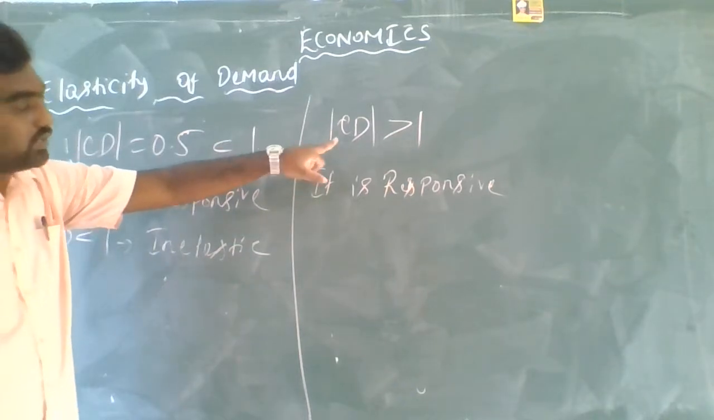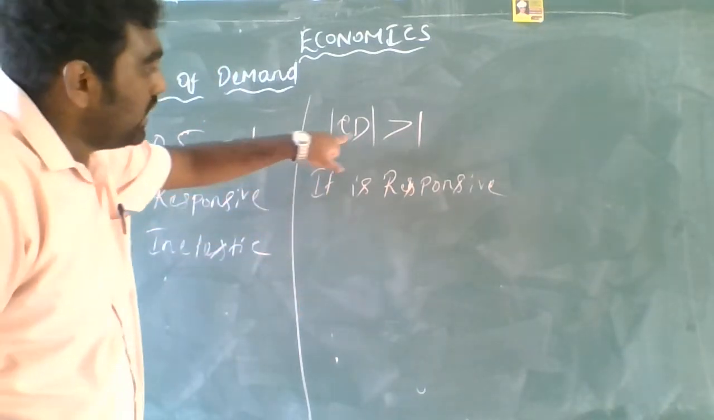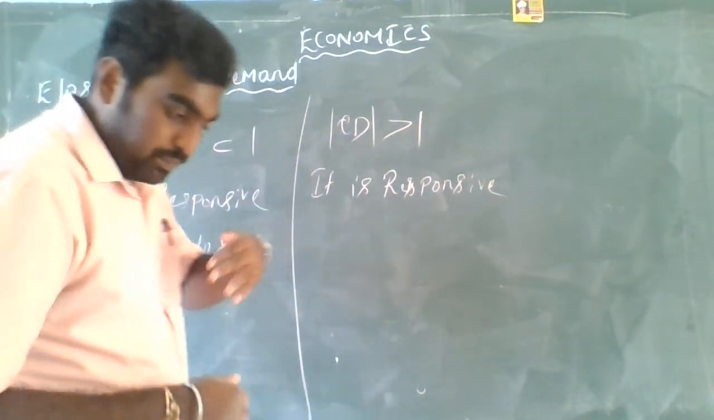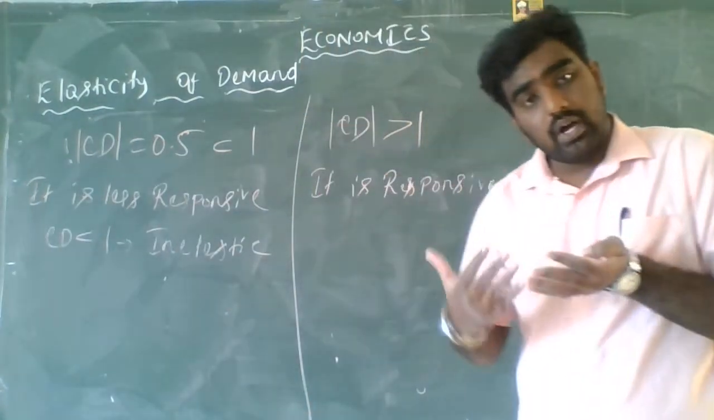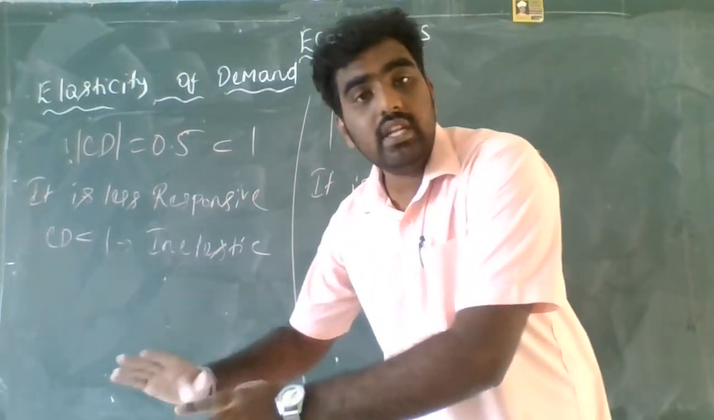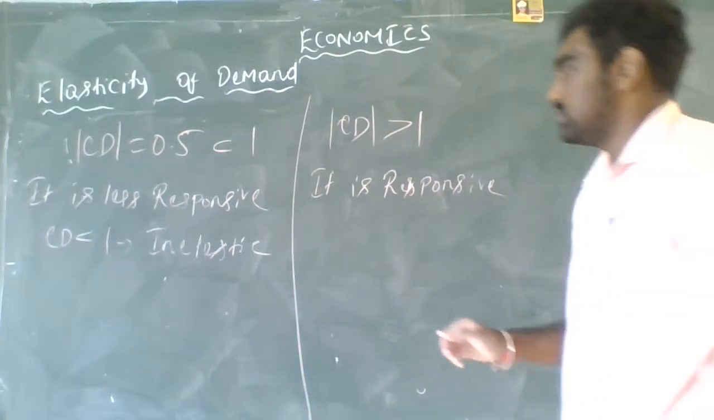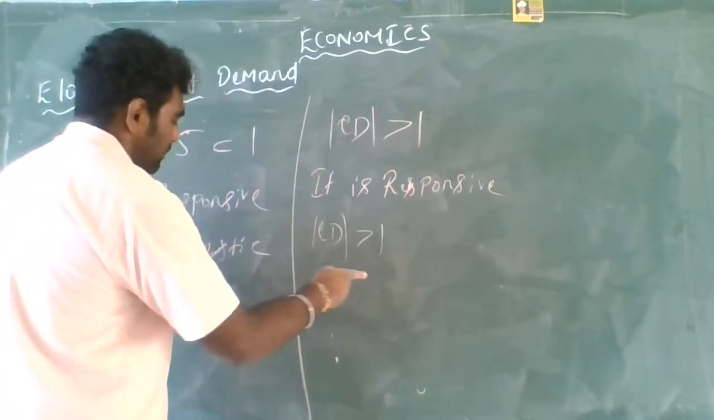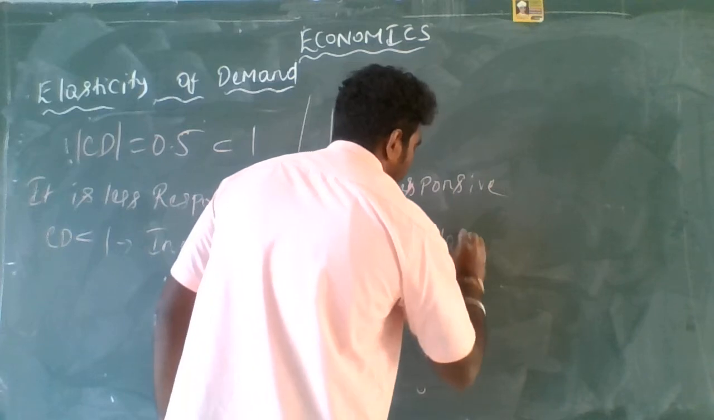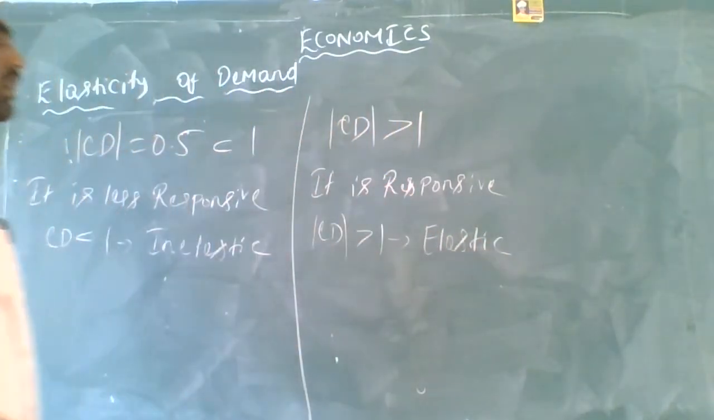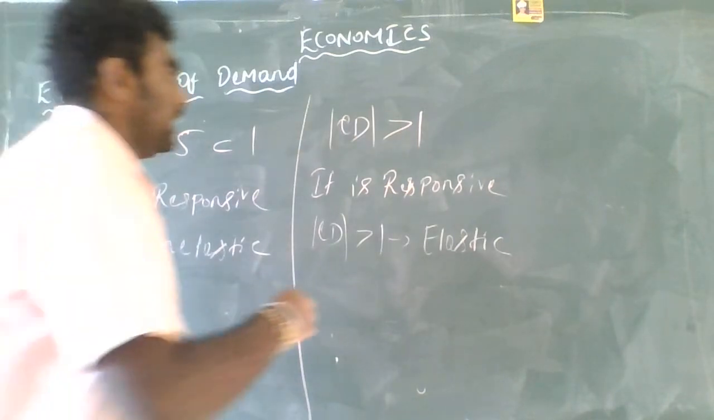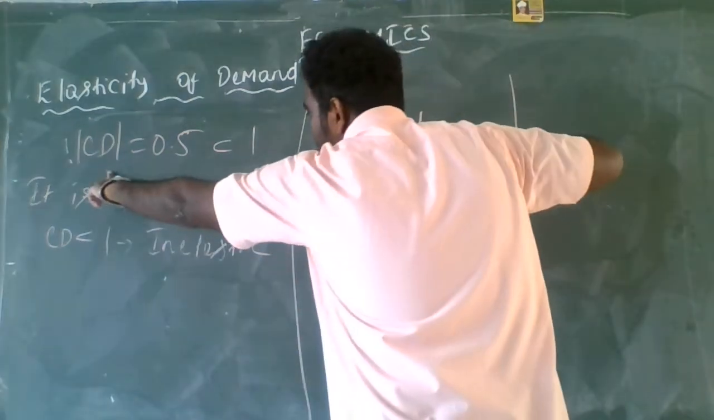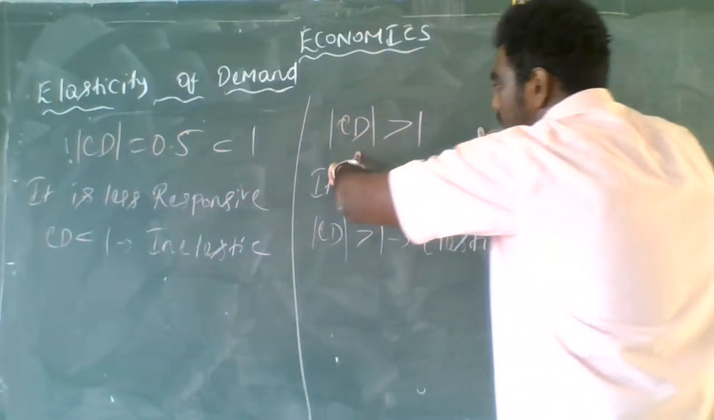Do you get my point? This is another important condition. When elasticity of demand is greater than 1, it is called responsive. There was a larger response in quantity for the change in price. So when the modulus of ED is greater than 1, it can be called elastic. Now, you learned when elasticity of demand is less than 1, and here when it is more than 1.